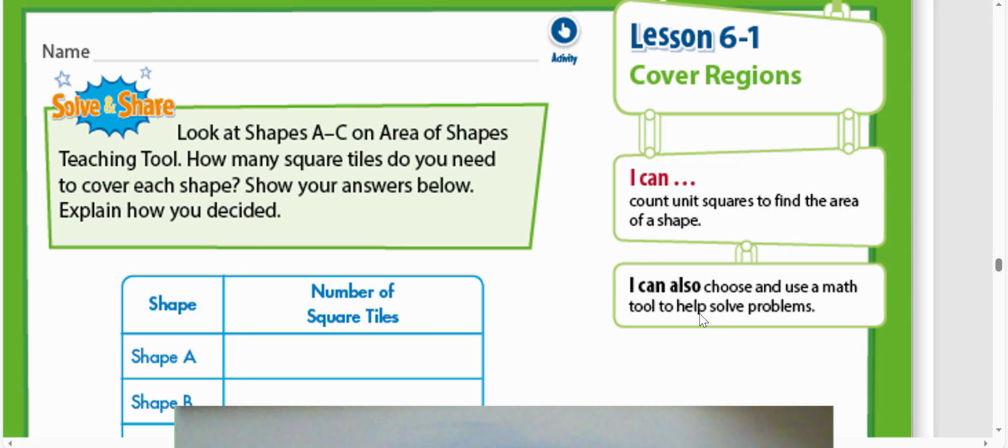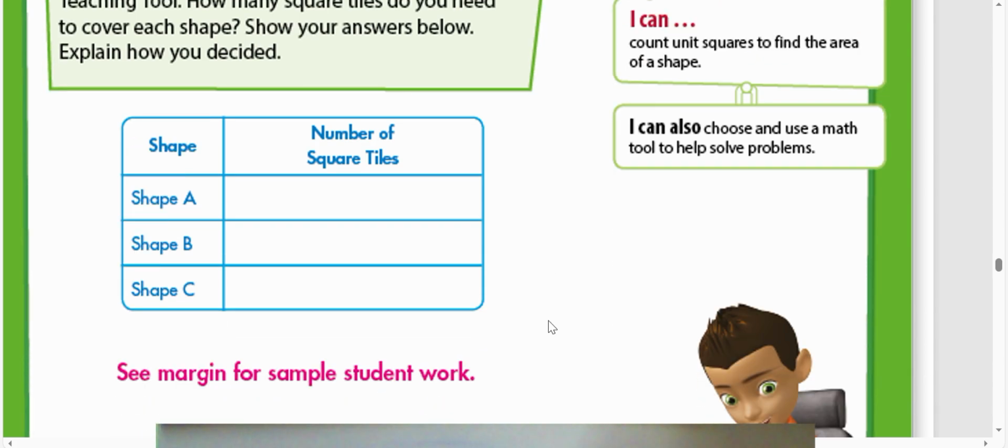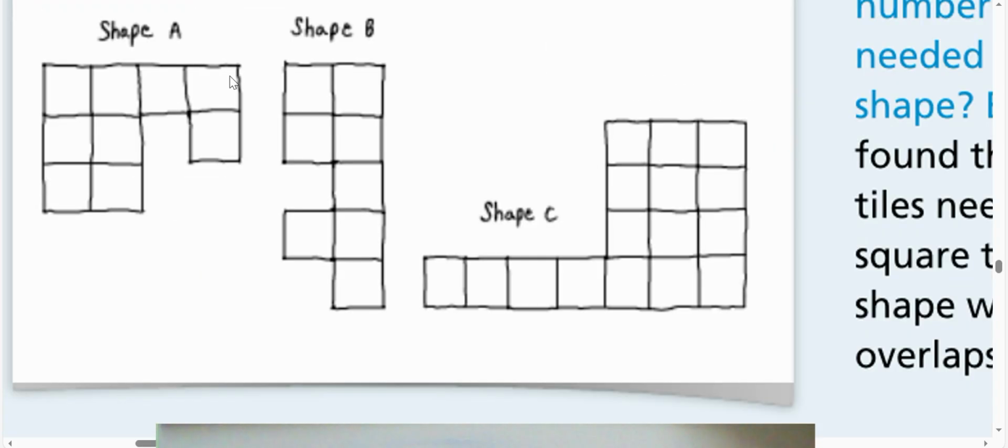Look at the area shapes here, with teaching tools. How many squares? How many square tiles do you need to cover each shape? Show your answer below and explain how you decided. We can count shape A: 1, 2, 3, 4, 5, 6, 7, 8, 9. And shape B: 1, 2, 3, 4, 5, 6, 7, 8. And shape C contains 3 times 4, 12. 12 plus 4 equals 16 parts.